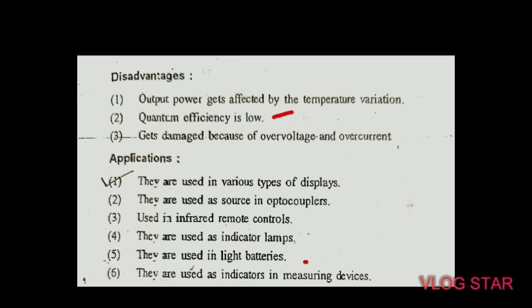Next are the applications. As we know, there are many applications where we can use LED. LEDs are used in various types of displays. They are used as sources in optocouplers, and in infrared remote controls. They are used in indicator lamps for indication purposes. They are used in light batteries, and they are also used as indicators in measuring devices.